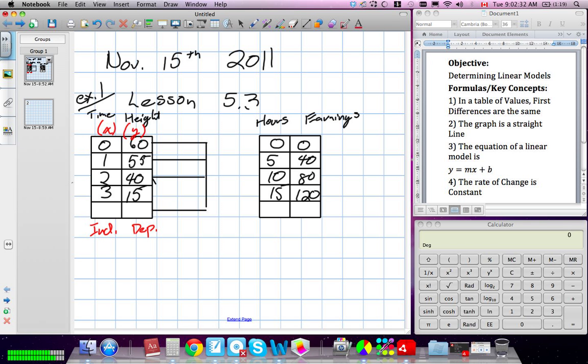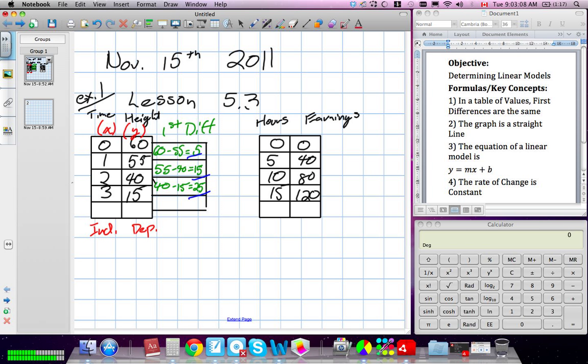So, first differences. I'm going to find the difference between 60 and 55. And we got 5. Then I'm going to take the difference between 55 and 40. 15. Then I'm going to take the difference between 40 and 15. It's 25. Okay? Each of these numbers, 5, 15, 25, they're changing. The first differences are changing.